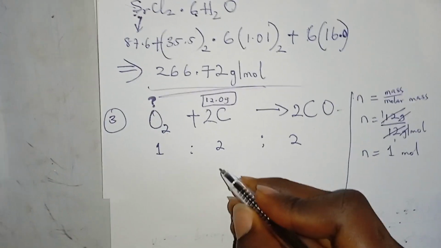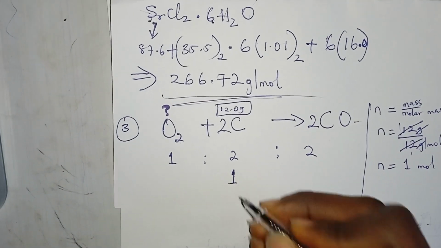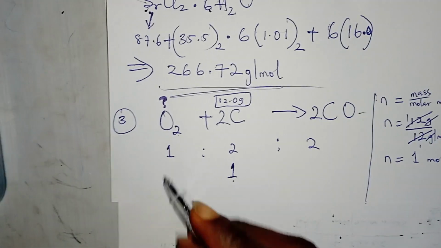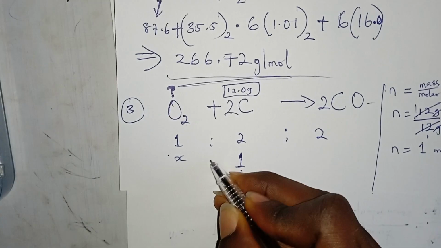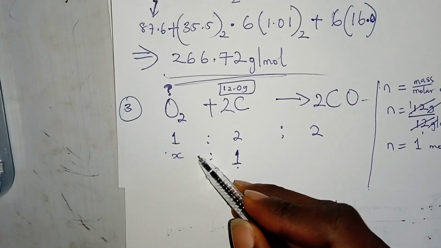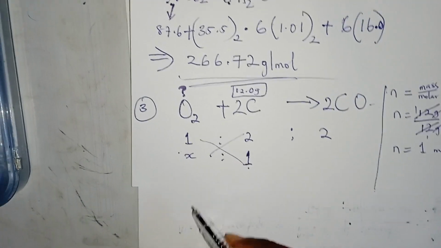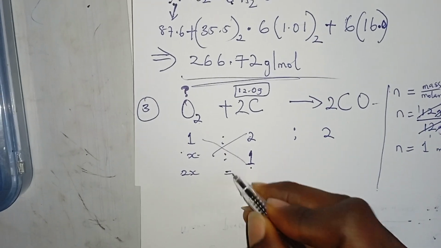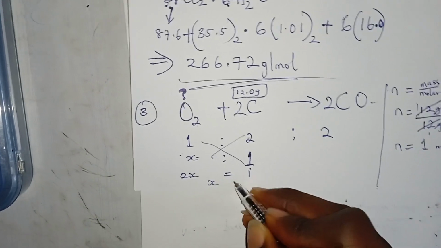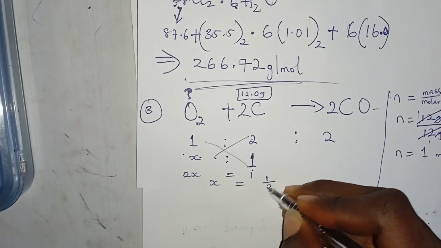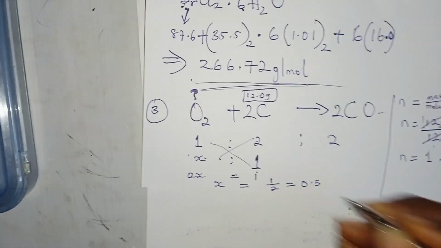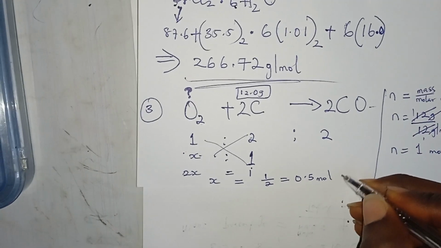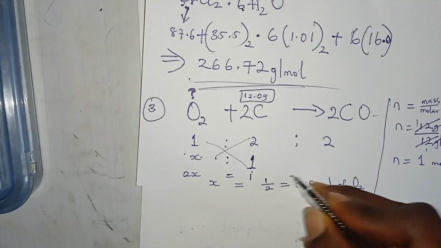I now have 1 mole to produce 2 carbon monoxide. So 1 mole of this will react with x mole of oxygen. When I cross multiply, 2x will be on this side, 1 times 1 is 1. So x will be equal to 1/2, which is the same as 0.5. So the mole of oxygen is 0.5 mole.